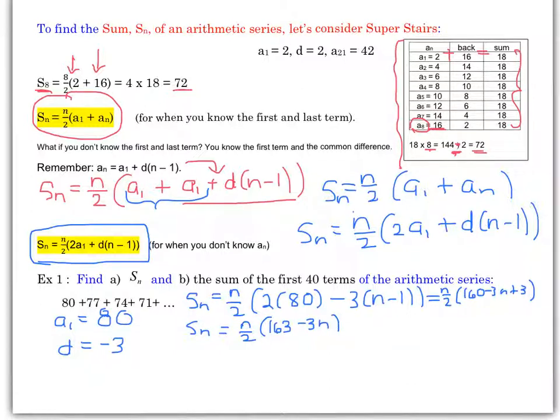So if I wanted to find the first 40 terms, rather than sitting there adding them, you know, this number plus this number, 2 plus 4 plus 6 plus 8, which is what you guys did with the superstairs, we can apply this formula. So n now is 40, so we can plug in 40 over 2, 163 minus 3 times 40, which is 120. So 20 times your, what was this, 43 comes to be 860. Okay?